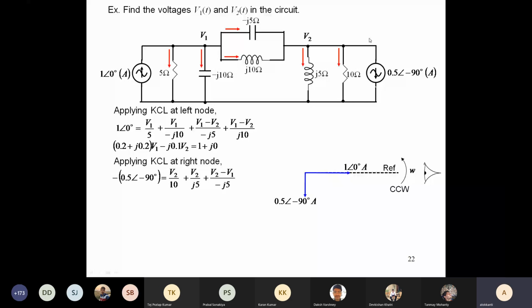So the current going into the node, minus 0.5 angle minus 90, is equal to the current going out. The current going out: the first term is V2 by 10, the second is V2 by J5, and in the other direction it becomes V2 minus V1 by minus J5. Similarly, V2 minus V1 by J10.